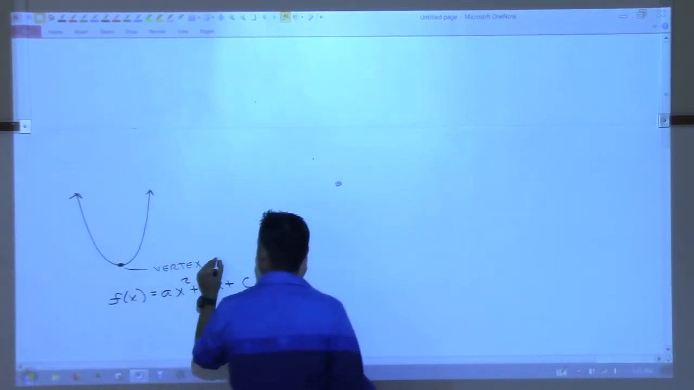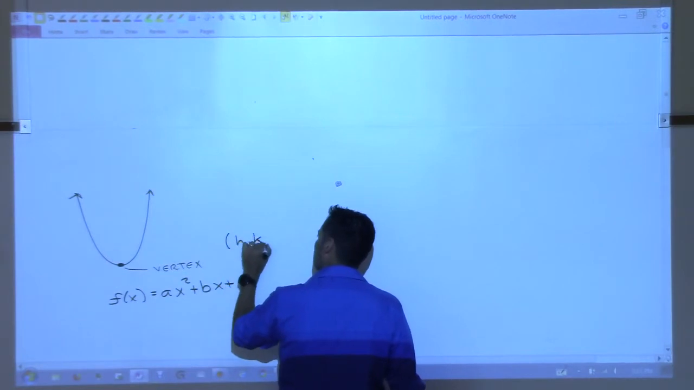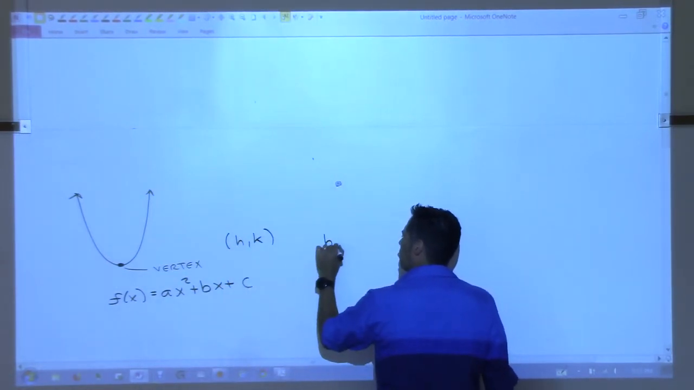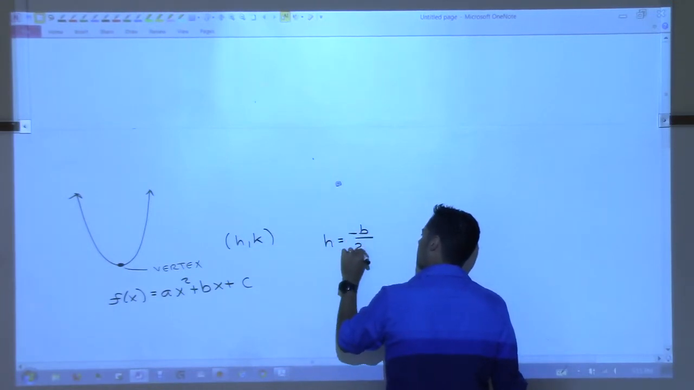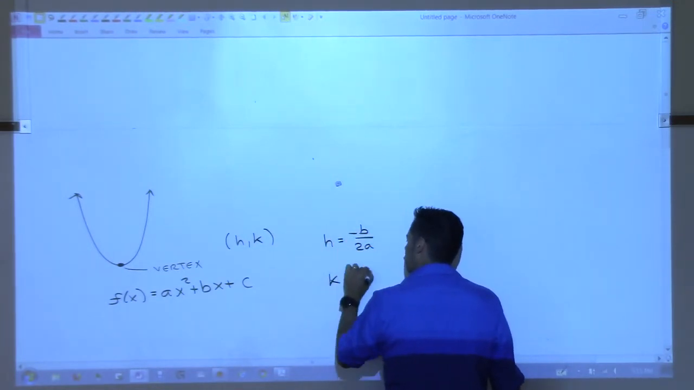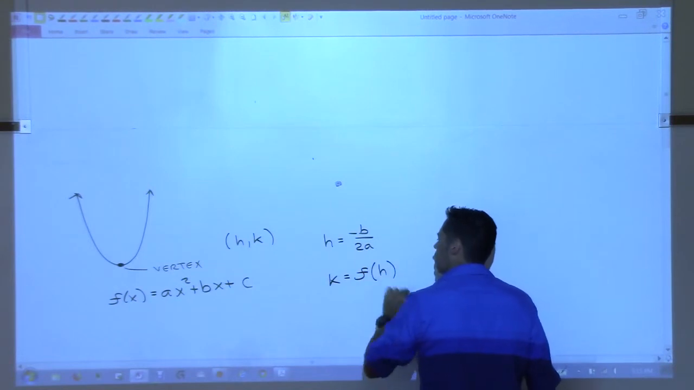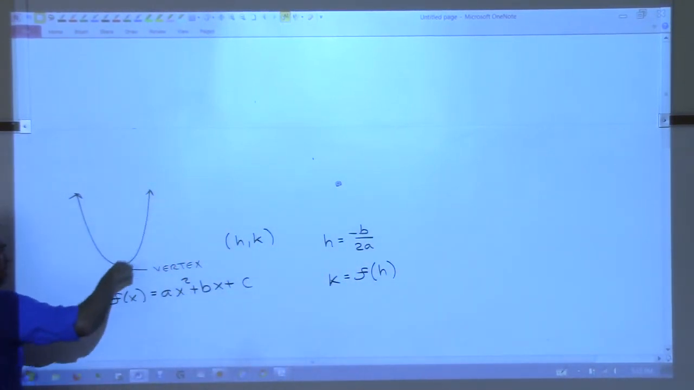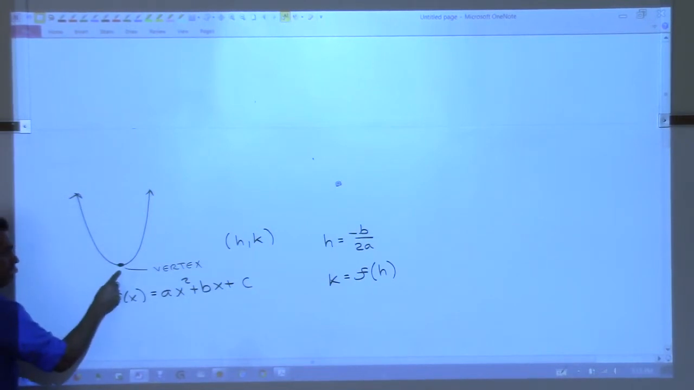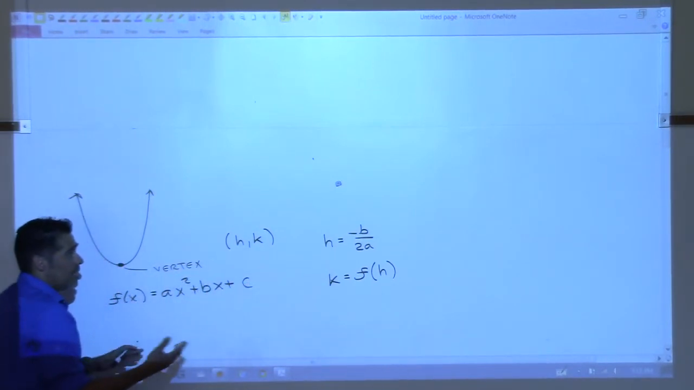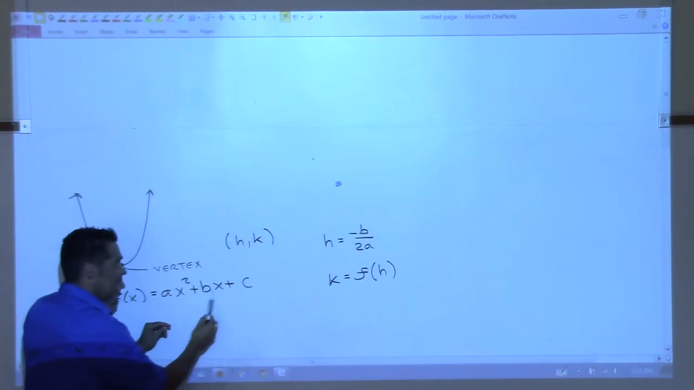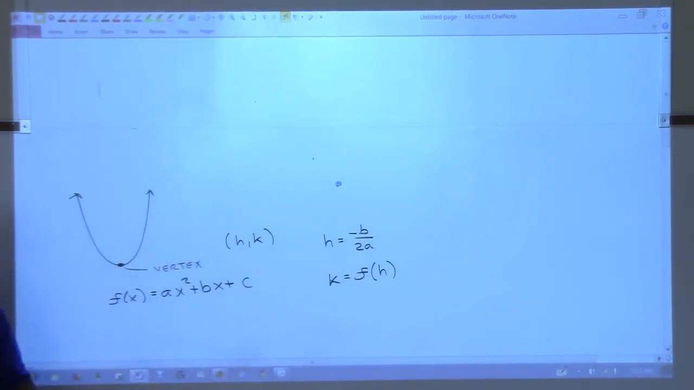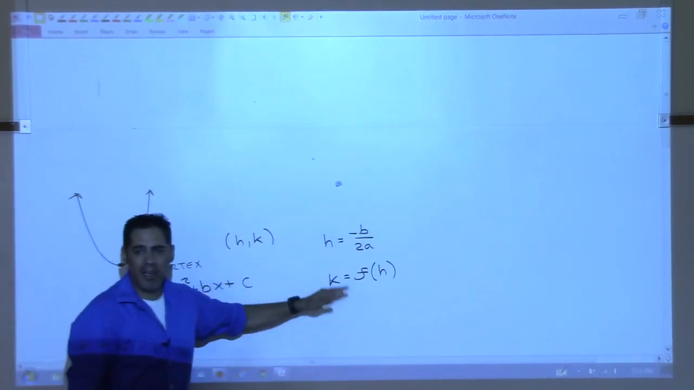The vertex is this point (h, k). And the formula for that point is that h is equal to negative b over 2a, and k is equal to f of h. So if someone hands you a parabola and asks you to find the vertex, all you have to do is take whatever that coefficient is, make it negative, and divide by 2 times whatever that is. That'll give you the x coordinate. And then for the y coordinate, you just plug that answer into the function.